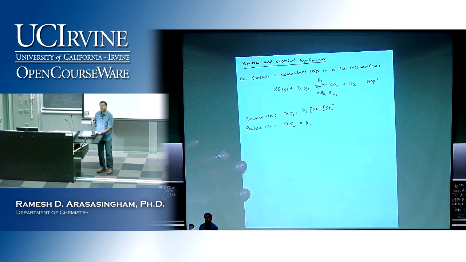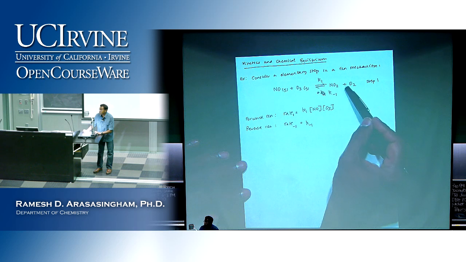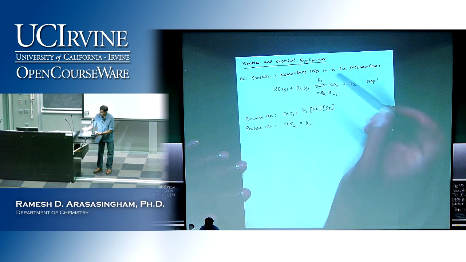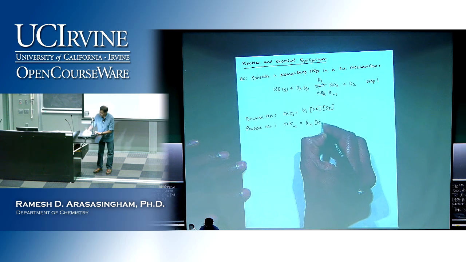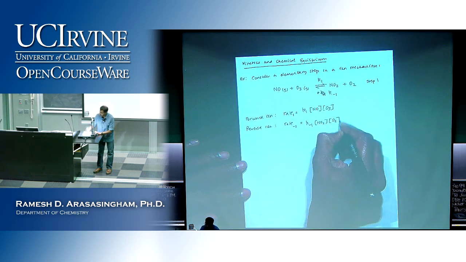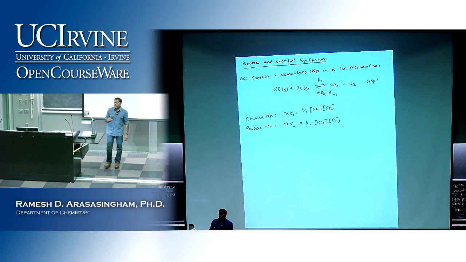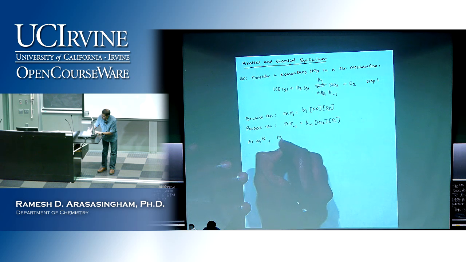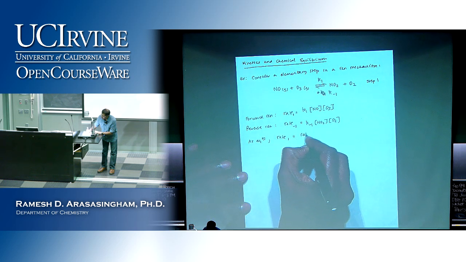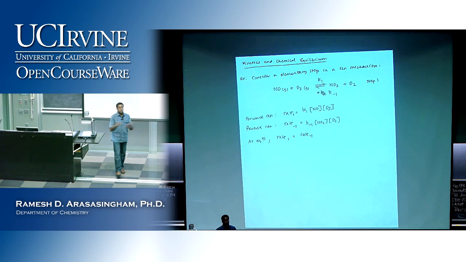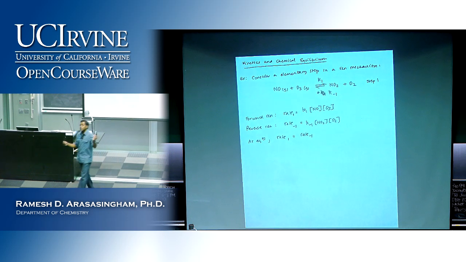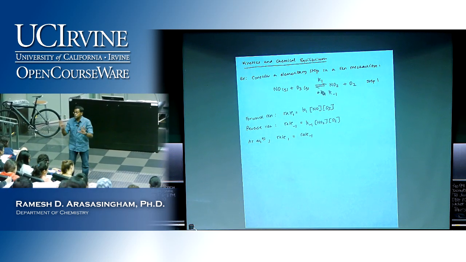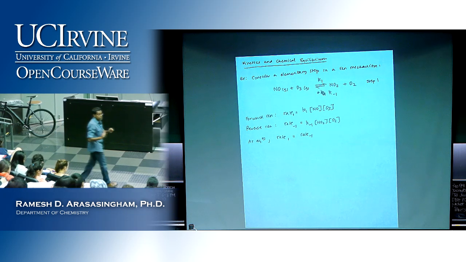Now for the reverse reaction, which are the reactants? The products are the reactants for the reverse reaction. So the reverse reaction takes place this way, and therefore the rate law for the reverse reaction would be K negative 1 times NO2 times O2. All right? And we know that at equilibrium, the rate of the forward reaction equals the rate of the reverse reaction. That's what it means when we say a system is at equilibrium. The rate of the forward reaction and the rate of the reverse reaction are the same, and that's why the concentrations of reactants and products don't change anymore.